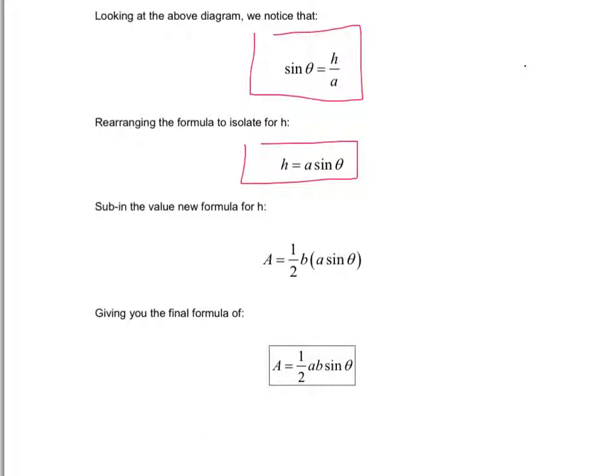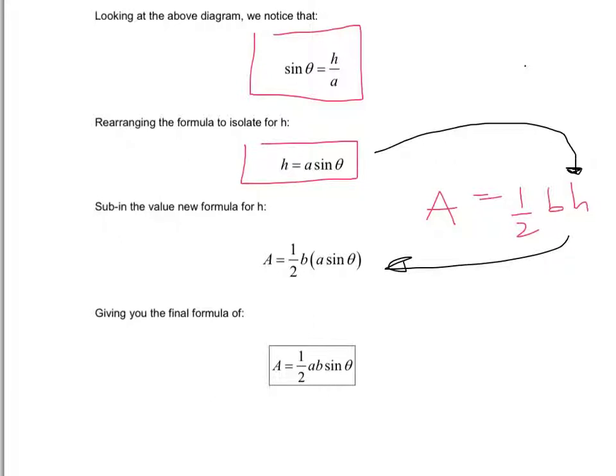According to my formula that I know, area is equal to a half base times height. If I take what I know as height and I substitute it in here for the letter h, I will get this equation here. Area is equal to a half b times a sine theta. The formula that we're going to be using for the next little while is area is equal to a half ab sine theta. It's pretty common for us to put the two side lengths here and then the theta here.